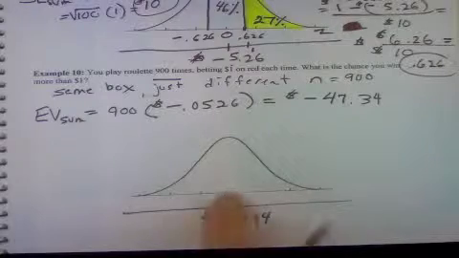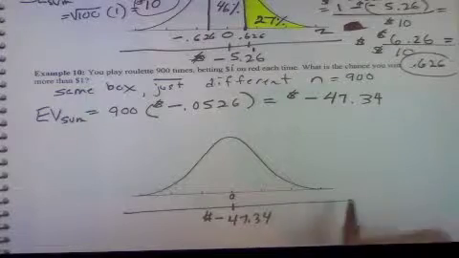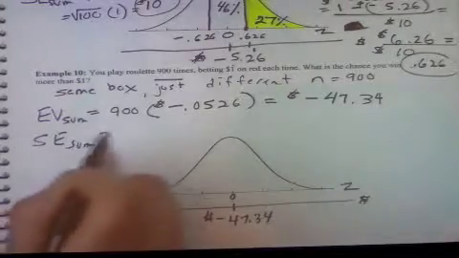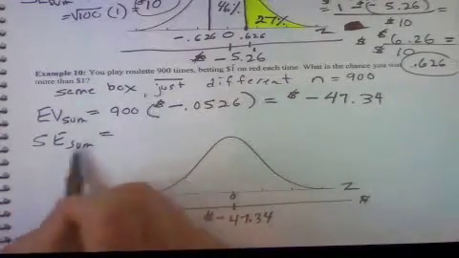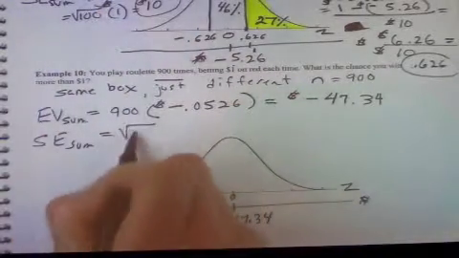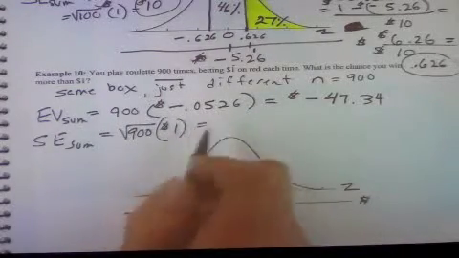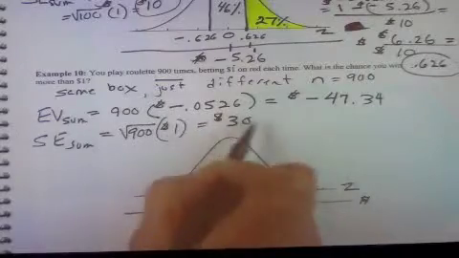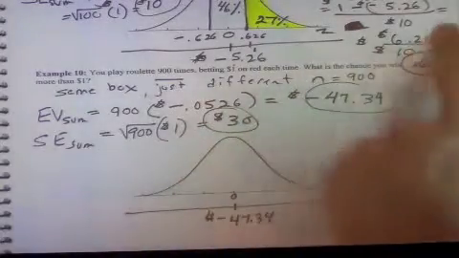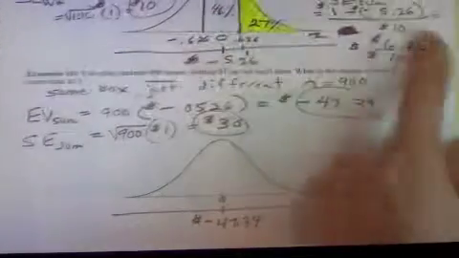But how far do we have to get? How many standard errors before we start winning? This is our Z, and this is our dollars. Now our standard error for this sum, instead of square root of 100, we have the square root of 900 times $1. So that's going to be $30. So now we're going to replace what we had before with those two numbers.